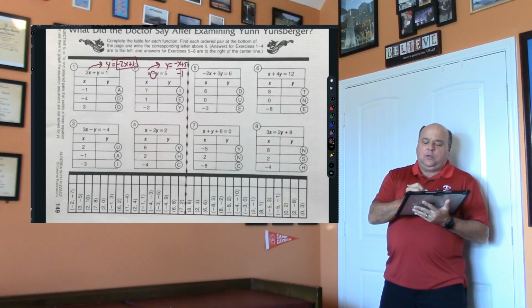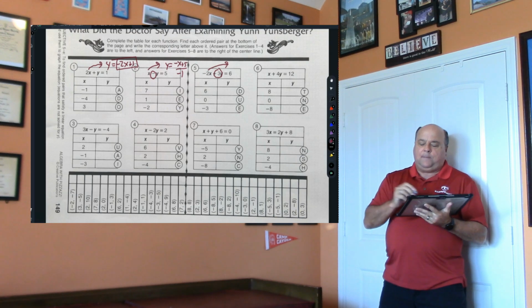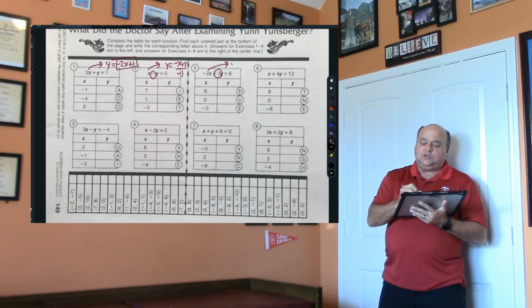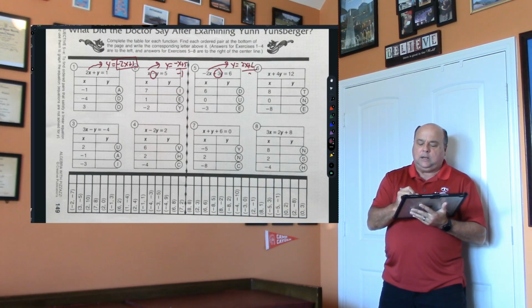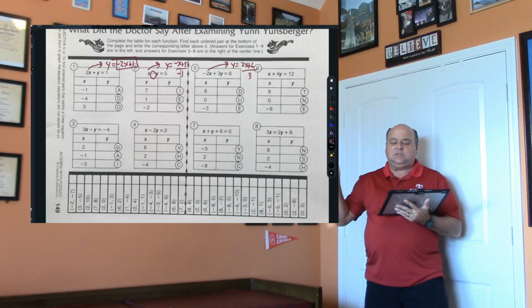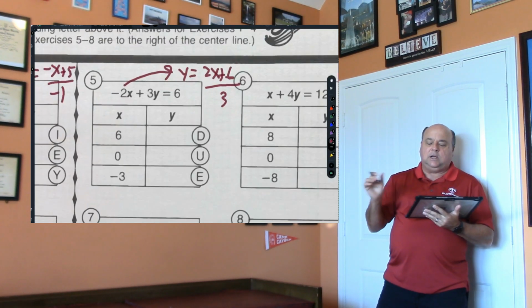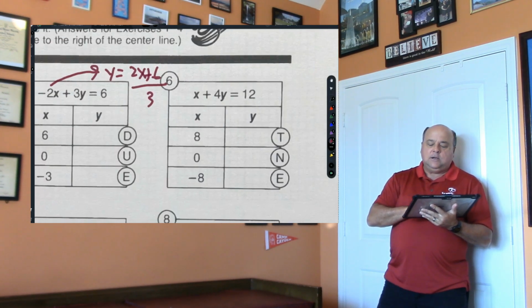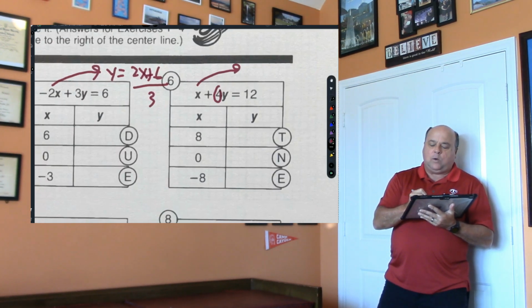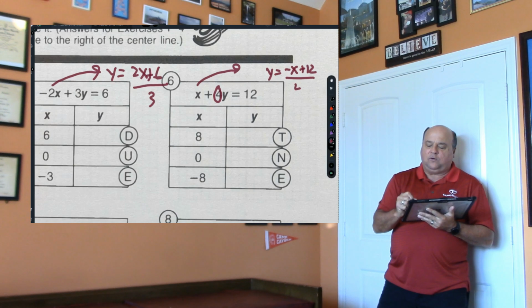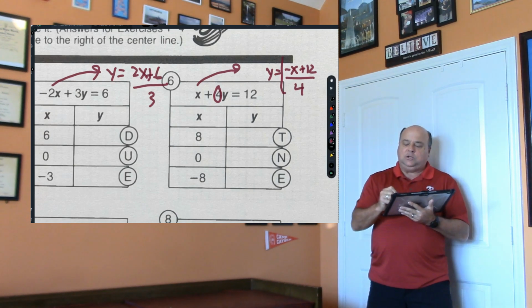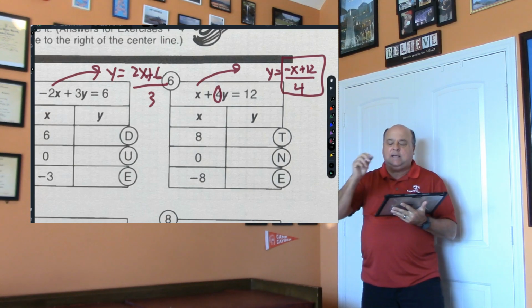On the next one, the x flips, the y goes on the bottom. I'll put this to the right. So y equals, the negative will flip, so 2x plus 6 over 3. I'm going to zoom in some. Number 6, the x flips, the y goes on the bottom, so y equals negative x plus 12 over 4. That's what you would graph. You would just graph this right here, hit Control-T and get the answers.